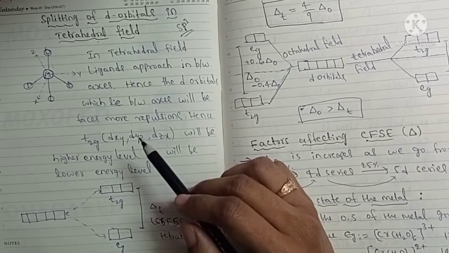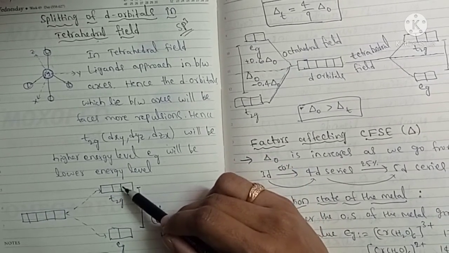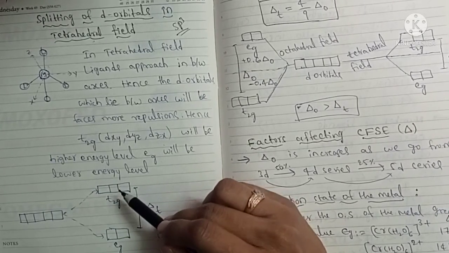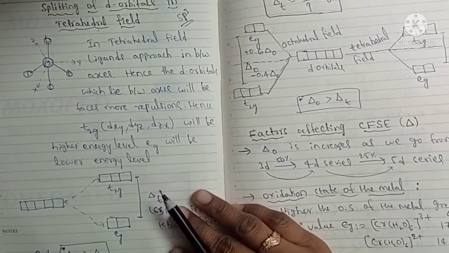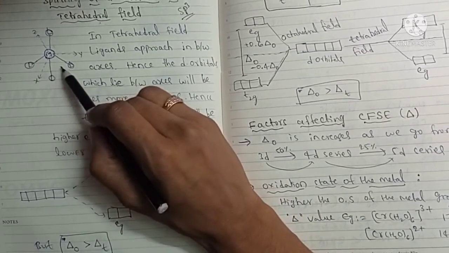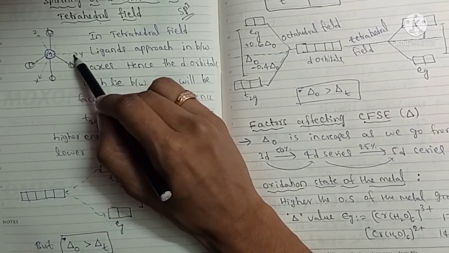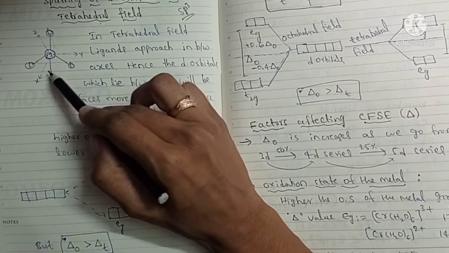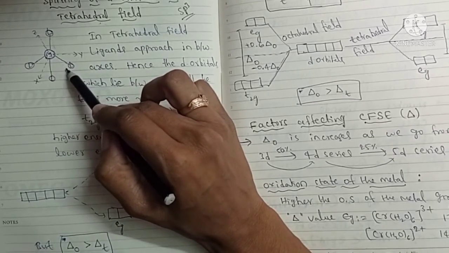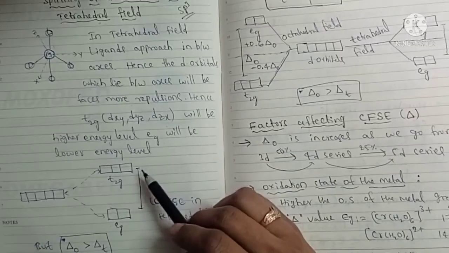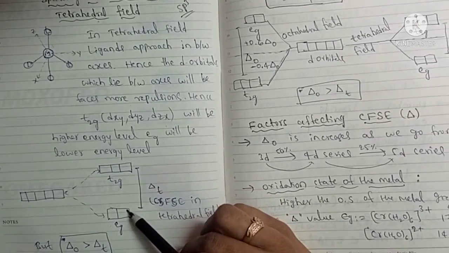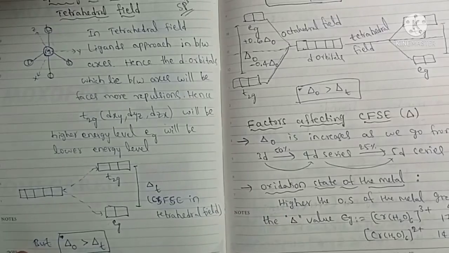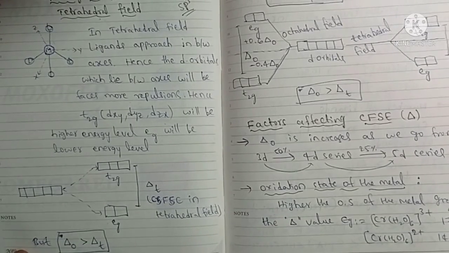In an octahedral field it is reverse. T2G will be lower energy level and EG will be higher energy level. But in a tetrahedral field, the ligands approach from in between the axes. This is the y axis, this is the z axis, and this is the x axis. They approach from between the axes, so that's why the T2G level will have more energy and the EG level will have lower energy. This is the splitting of the orbitals in a tetrahedral field.